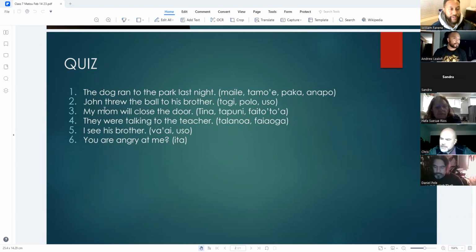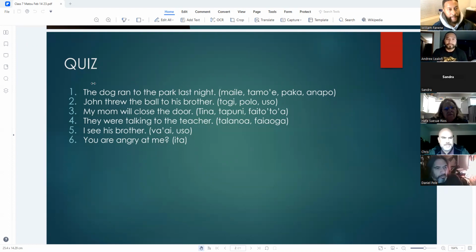And just remember, if you can't do it in Samoan right away, how would you word this in English? We'll do one together. So the dog ran to the park last night. How would you word this just in English?